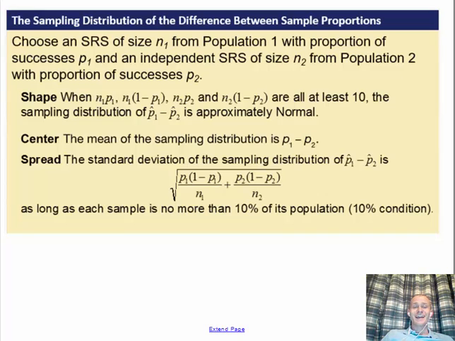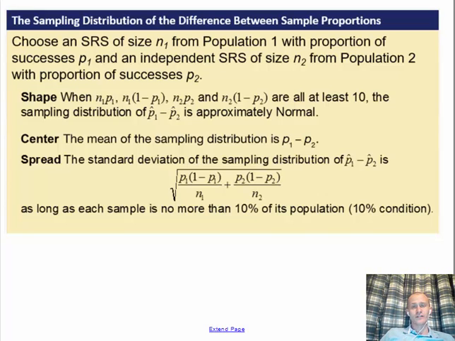We just take n times p for each of those individual proportions, and as long as all 4 of those are at least 10, we'll get a shape that's approximately normal. As per usual, the simple random sample from each of those populations is one of our prerequisites. And then the mean can be the difference between those two.